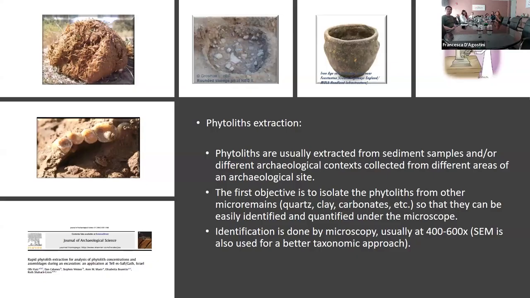So these are some examples of remains where we can find phytoliths. The first one is elephant dung, very rich in phytoliths. Storage fields, the vessel, the teeth, all of these will give us different information, as we said.